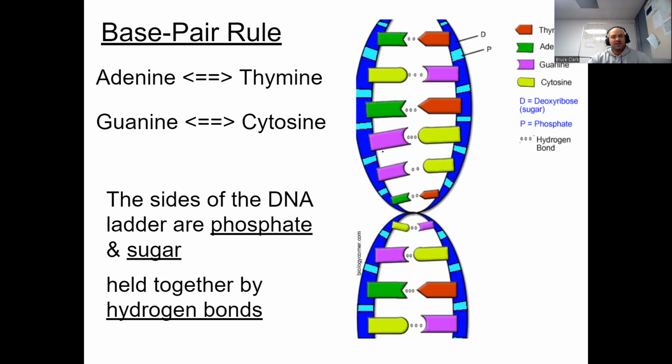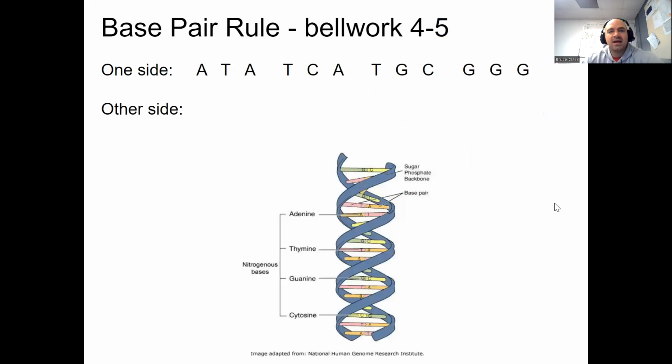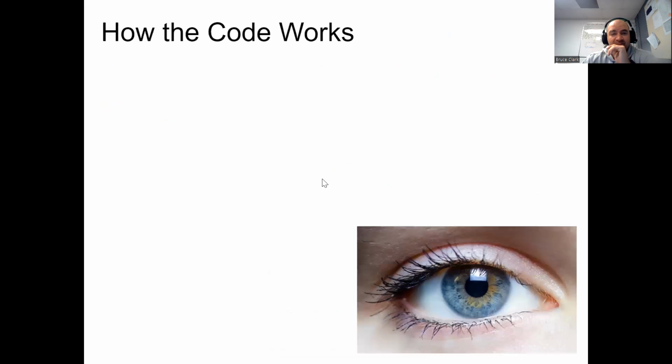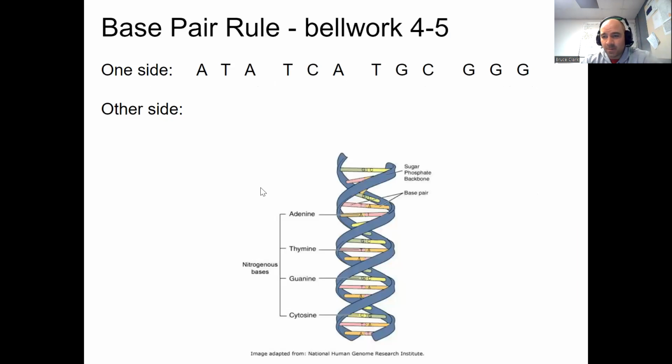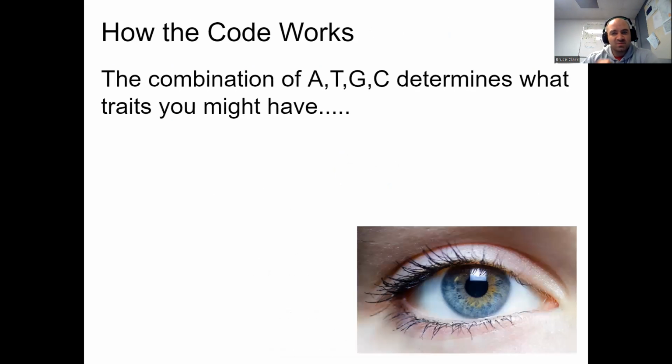The sides are phosphate and sugar, and then in the middle there's a weak hydrogen bond that's keeping everything zipped together. So A bonds with T, G bonds with C, and it's the hydrogen bonds that are zipping those together. How it works is that, sorry, that's going to be a practice assignment in your homework tonight. How it works is which combination of letters that you have, A's, T's, G's, and C's, determines what traits you might have.